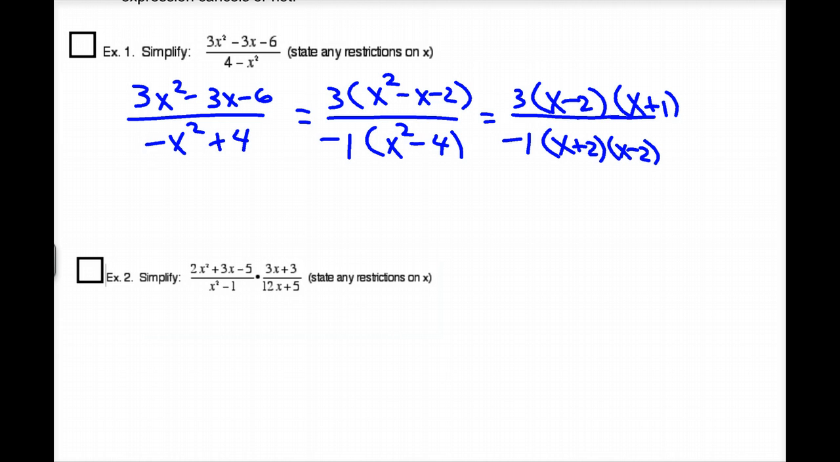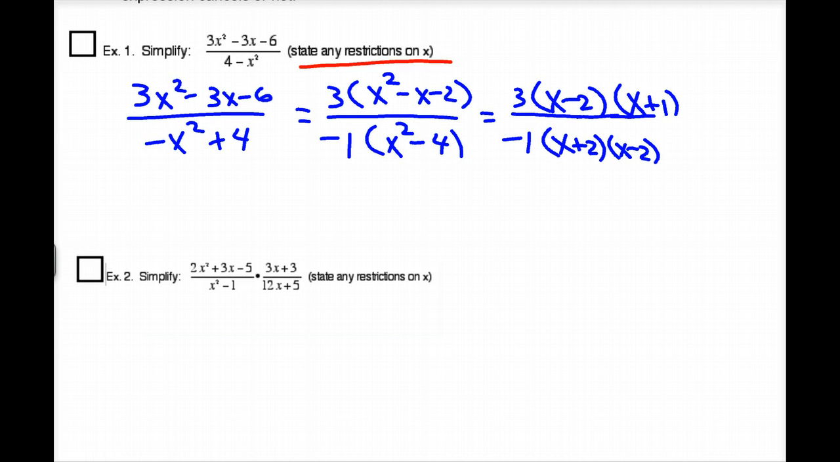But before we do that, I want to actually state the restrictions. And the restrictions are just like the discontinuity that we talked about in the previous lesson. It's what makes the bottom equal 0. So restrictions on x would be x can't be negative 2 and 2. Or I could put x can't equal plus or minus 2. So those would be restrictions on that.